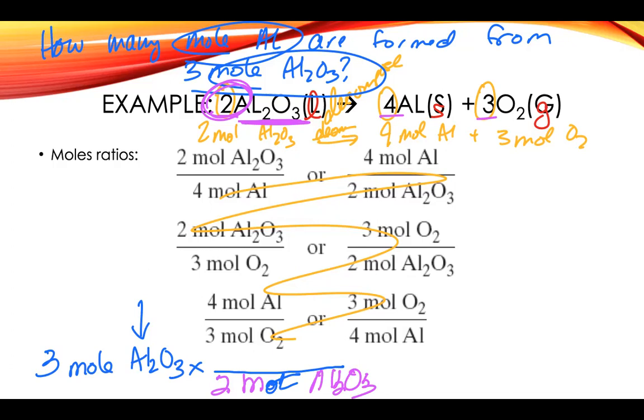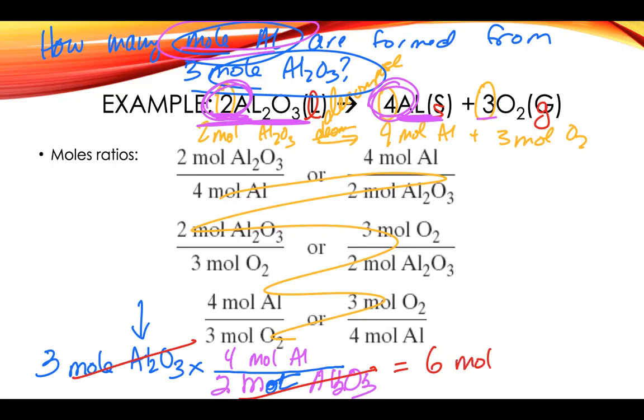Anyway, so I've got my 2 moles of Al2O3 based on my balanced equation. Now I put on the top the unit they're asking me to convert into, which is moles of Al. Then I look at my balanced equation and I see there's a 4. So on top, I do 4 moles of Al. Now I can cancel moles of Al2O3, and I end up with 3 times 4 divided by 2. So 3 times 4 is 12, divided by 2 is 6. 6 moles of Al. That's an example of problem type number 1.